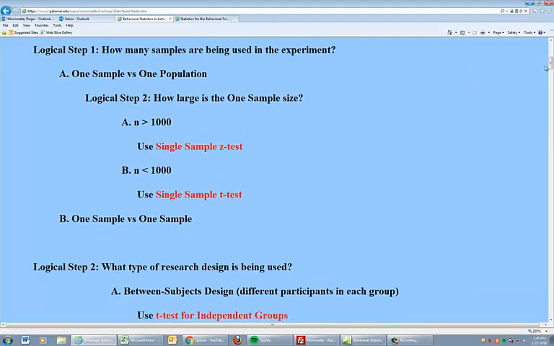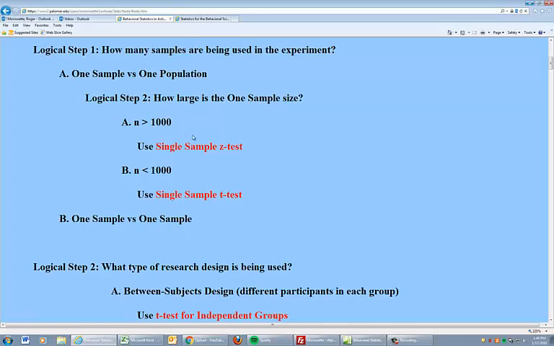So the first logical step is how many samples are being used. Remember, we have samples and populations. So the first criteria is if one sample is being compared to an overall population, or is one sample being compared to another sample. Okay? So if one sample is being compared to a population, you have a second logical step you have to make.